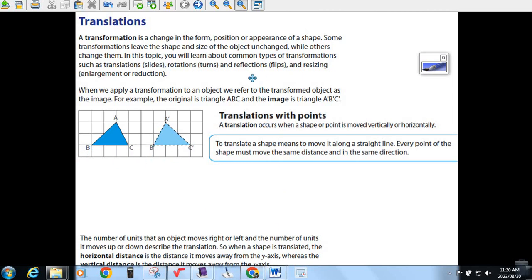And reflections, when we're flipping the shape around either the y-axis or the x-axis. But you can flip it in any line that you consider is the mirror. Now, what's a translation? A translate means to move along a straight line.